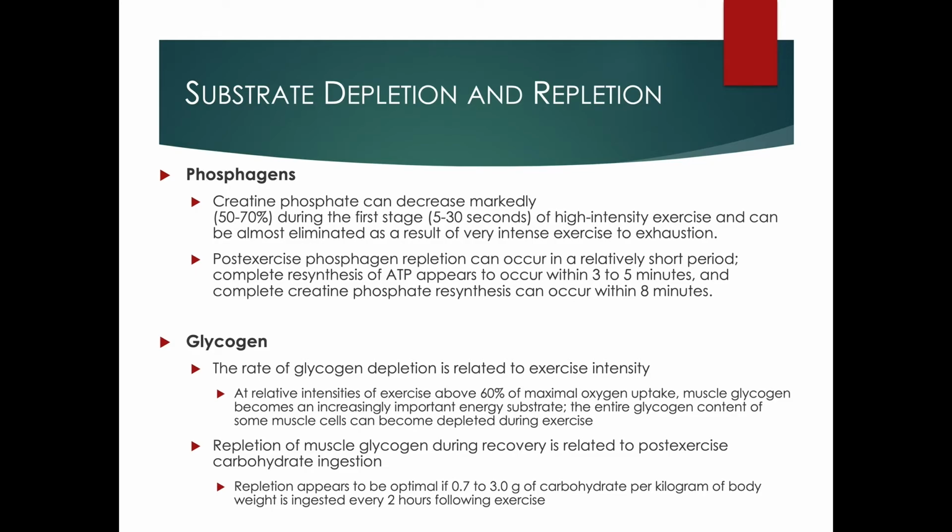It says repletion during recovery is related to post-exercise carbohydrate ingestion. So it appears to be optimal when 0.7 to 3 grams of carbohydrates per kilogram is ingested every 2 hours following exercise. Three grams of carbohydrate per kilogram, for someone who weighs 220 pounds, that's about 100 kilos. So that's 300 grams ingested every 2 hours, assuming you came from a super high intensity workout. Just remember how important glycogen is for overall performance.